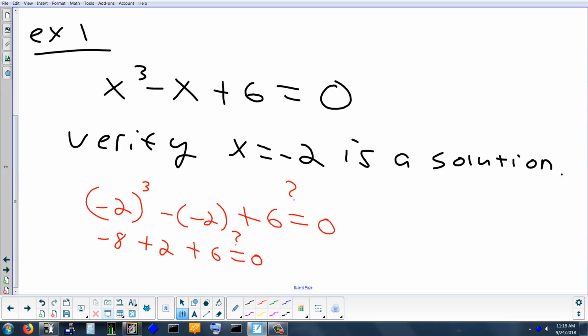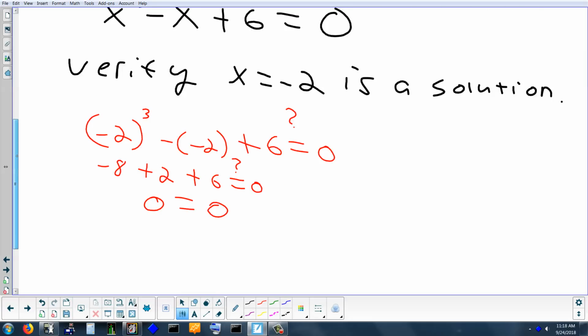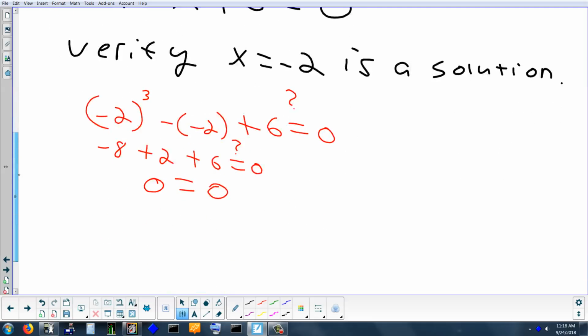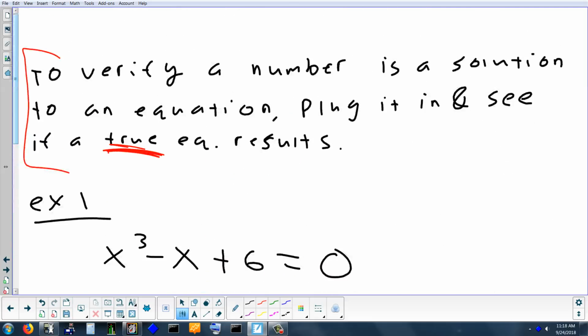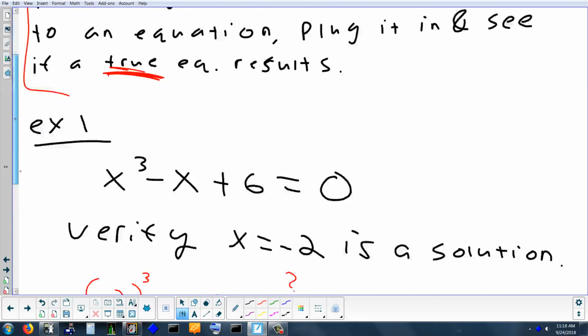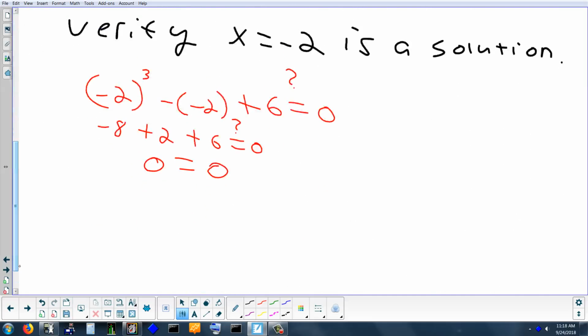And Gabe, what's -8 plus 2? -6. And then plus 6. 0. Perfect. 0 equals 0. Is that true? Does 0 equal 0? Yeah. So we got a true statement. That means -2 is a solution, and we just verified it. Okay. That's how you check if a number is a solution.